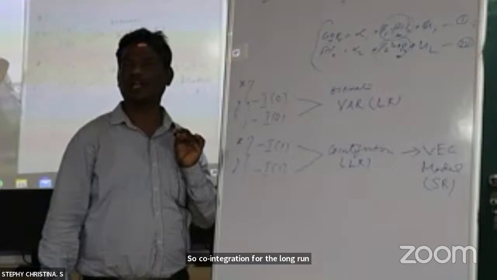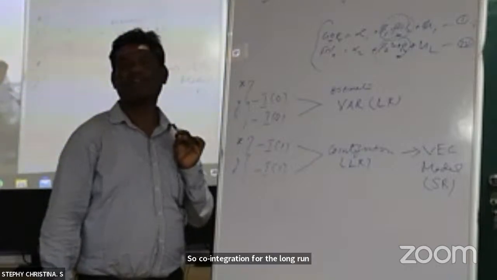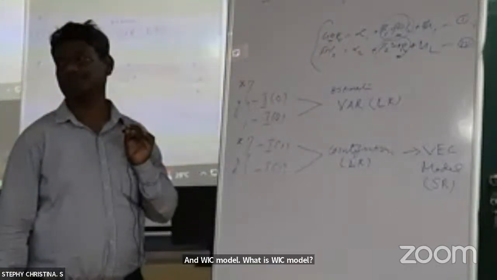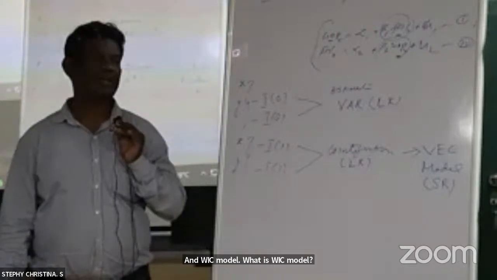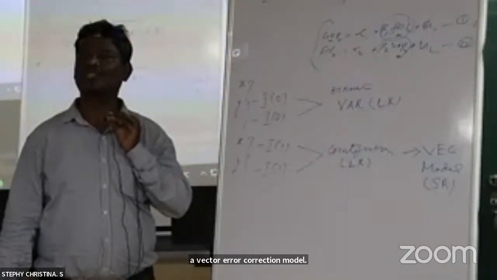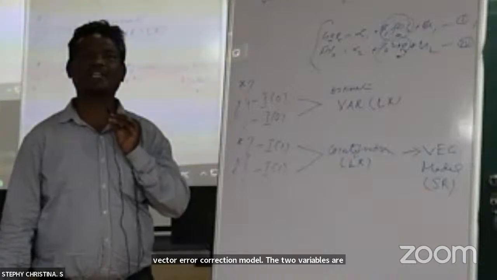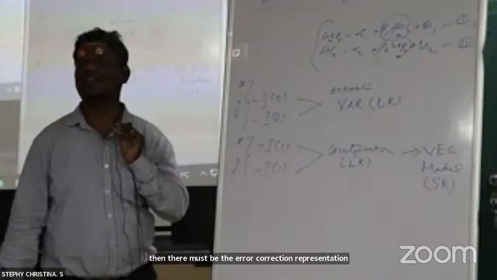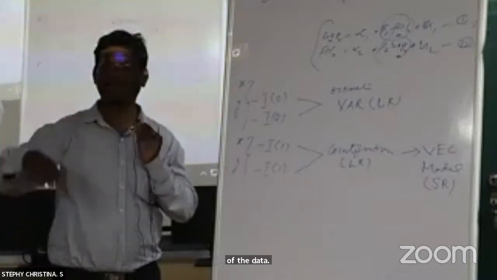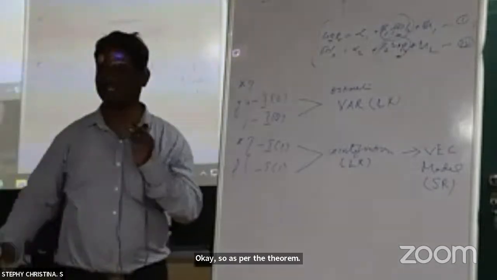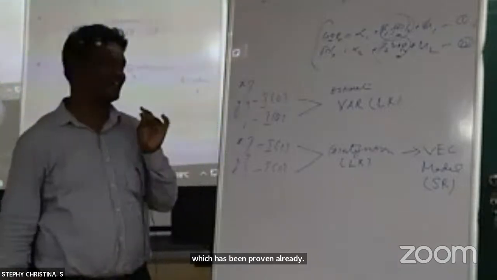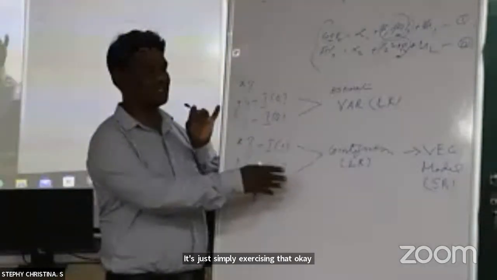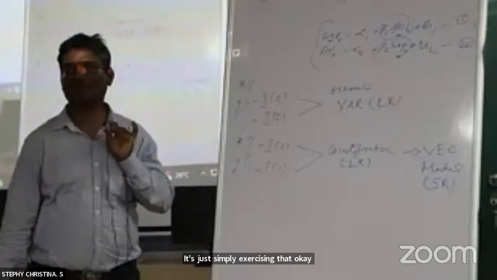What is the VEC model? A vector error correction model. If the two variables are co-integrated, then there must be an error correction representation of the data. As per the theorem, which has been proven already, we're just exercising that. So this is the flow: co-integration and vector error correction model.